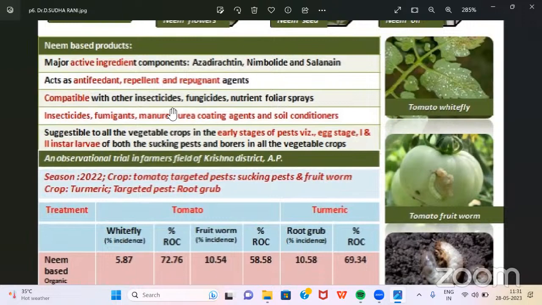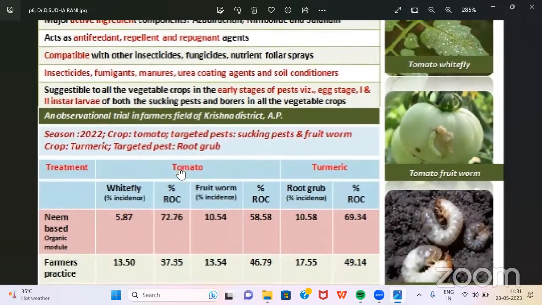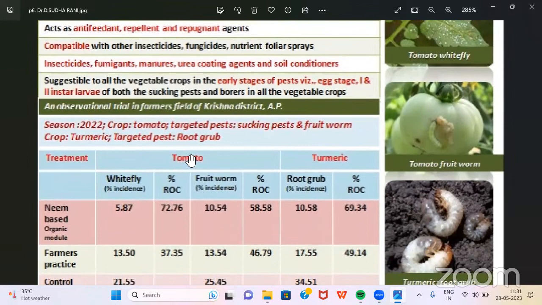Neem-based products can be used as potent biocontrol agents, and as we all know, they have active ingredient components like azadirachtin, nimbolide, and salannin. With respect to insecticidal properties, these neem products act as antifeedants, repellents, and repugnant agents, inducing sterility by preventing oviposition in female insects and interrupting sperm production in male insects. Besides, neem-based products are compatible with other insecticides, fungicides, and nutrient foliar sprays, and hence they can be mixed, as farmers are mostly interested in mixing two to three chemicals. So we can recommend these commercial neem-based products also.